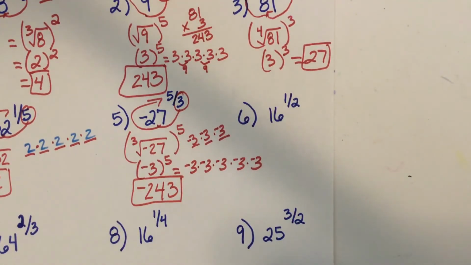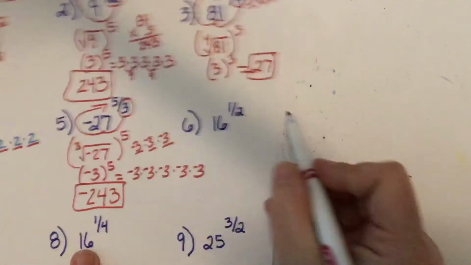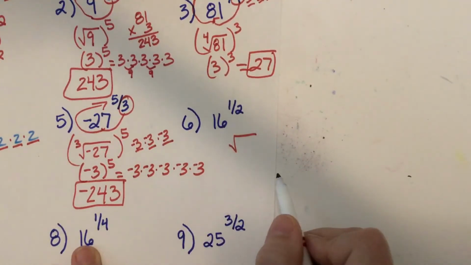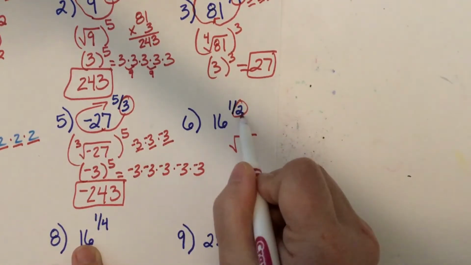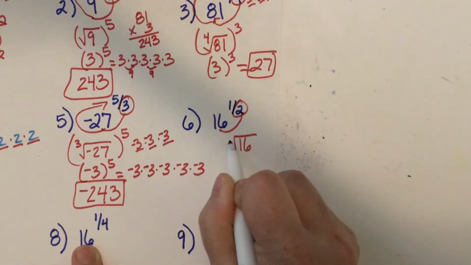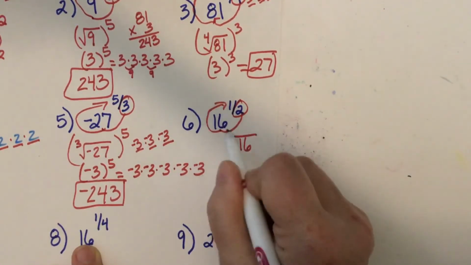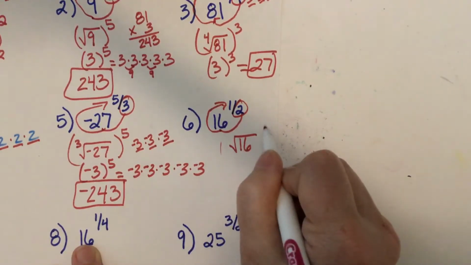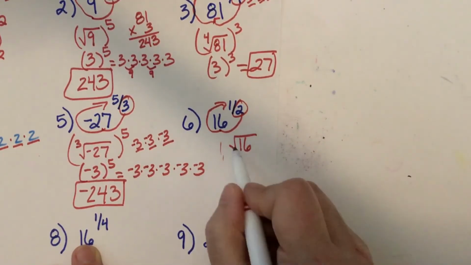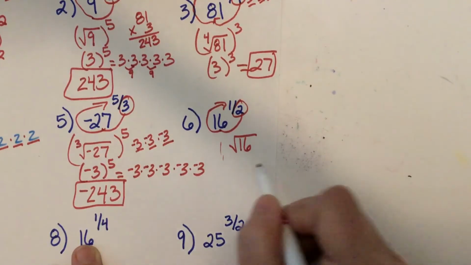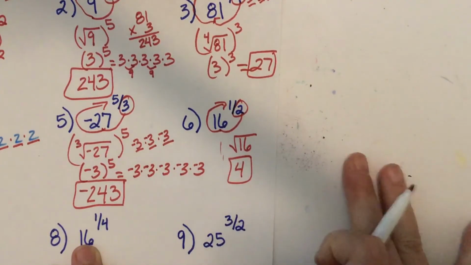Okay, this next one, it's telling me to take the square root of 16. So if you need to put a 2 here, go ahead. And then I want to raise it to the 1st power. But raising something to the 1st power doesn't do anything. So what's the square root of 16? 4, because 4 times 4 is 16.